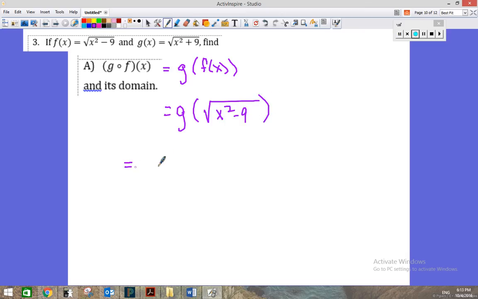Now, what is g going to do to this input? Well, g is going to take that input and place it underneath the radical. Then underneath that, it's going to take that input, no matter what it is, and square it. Then it's going to add 9. So what we see as the input is this radical. So what goes inside this square is this radical, square root of x squared minus 9.